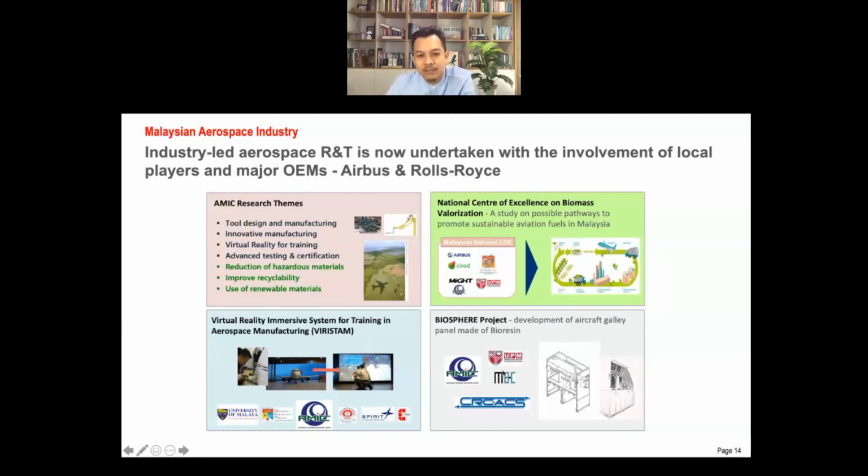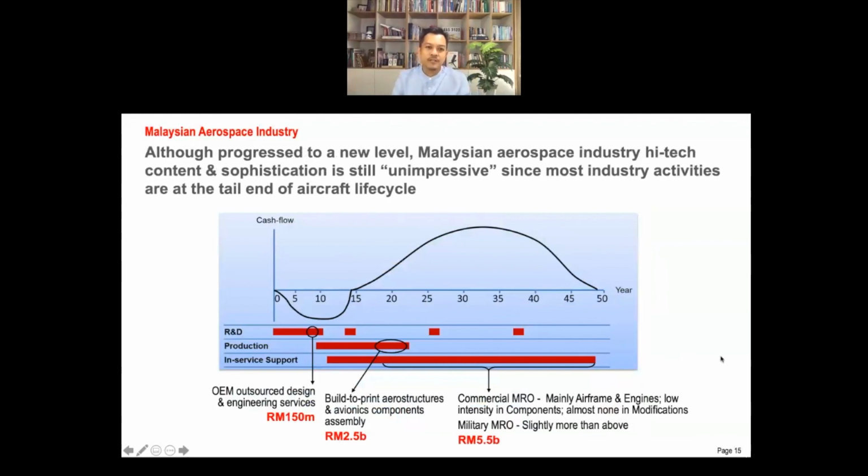There are so many other research and technology grants, in collaboration between the industry and the universities, being awarded by AMIC from 2011 until now. Now it's already 10 years. Maybe it would be good to see what the outcomes from AMIC are. Okay, so we have seen the development of the aerospace industry. I've shown you the good progress from 1997 until 2015.